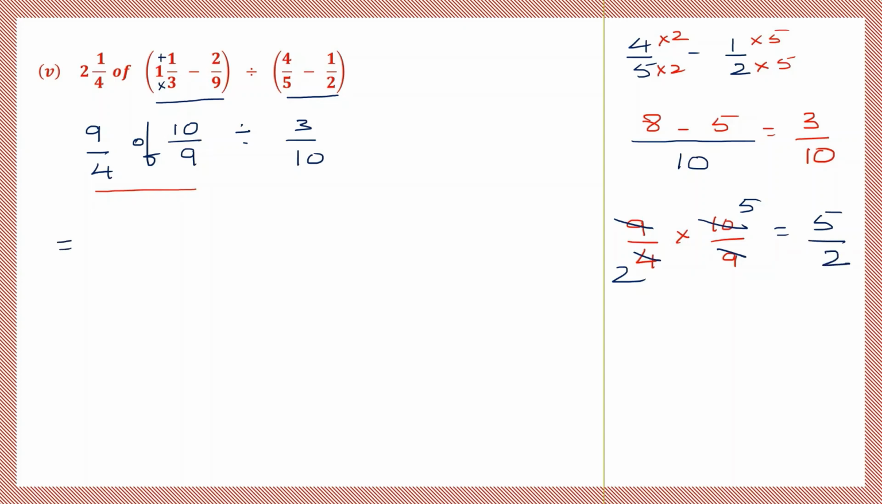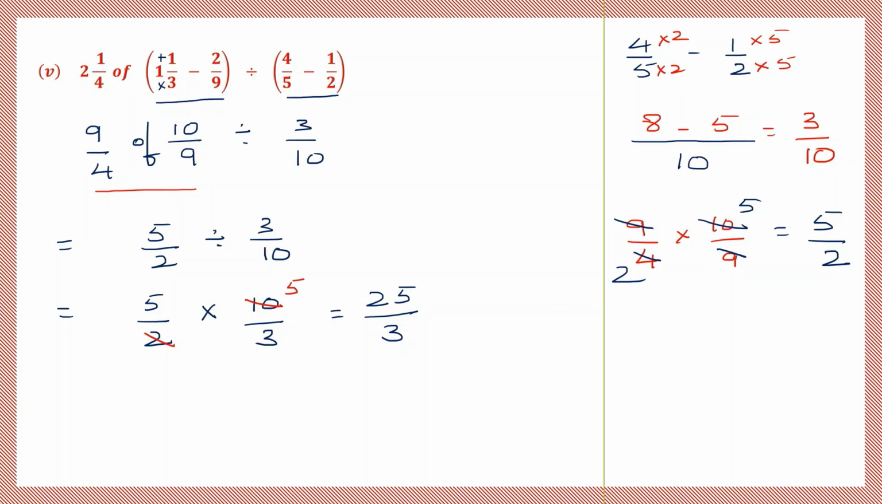So what do I have here? 5 by 2 divided by 3 by 10. So this is 5 by 2. Division changes to multiplication. 3 by 10 becomes 10 by 3. Now let's cancel. 2 5s are 10. So what do we have? In the numerator we have 5 5s are 25 divided by 3.